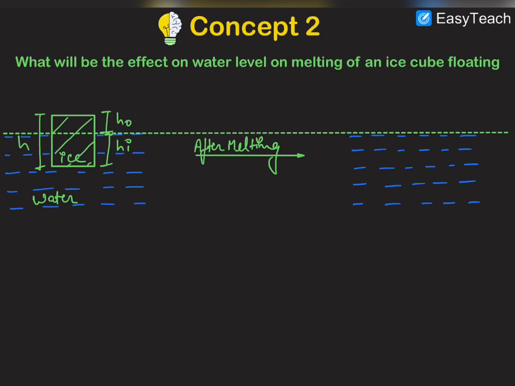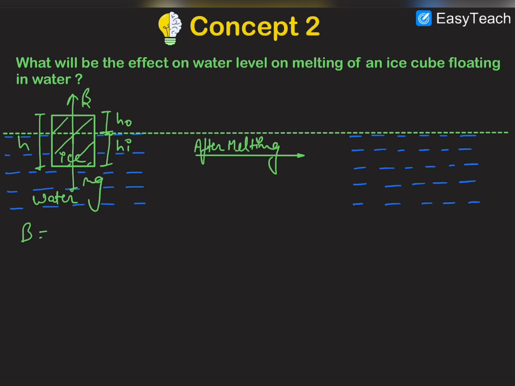In this video, we'll be discussing the effect of melting of ice on the level of liquid or water. So let us see this scenario that this is an ice cube which is floating inside the water, and obviously if it is floating then the buoyancy will be balancing the mg.